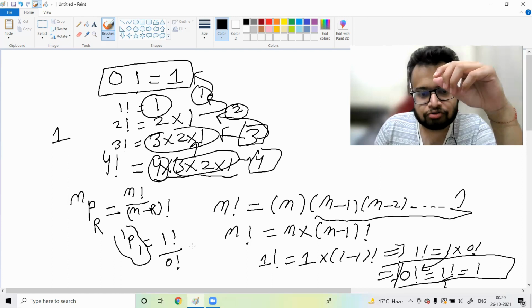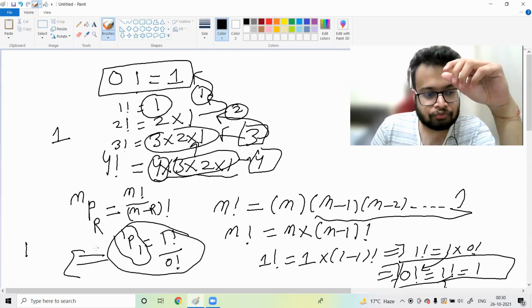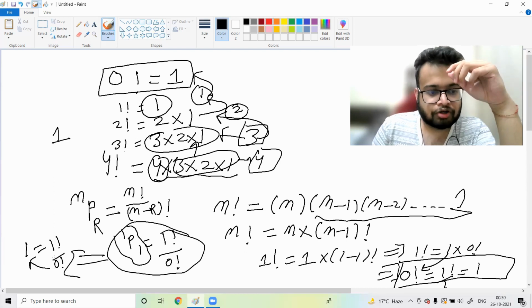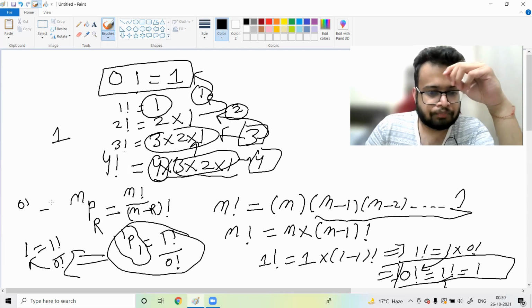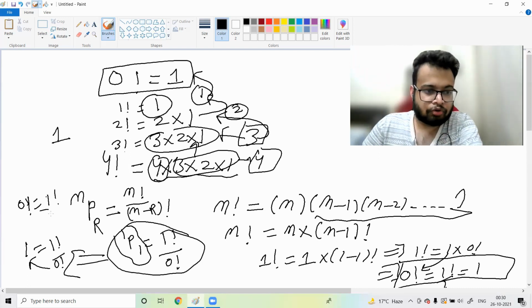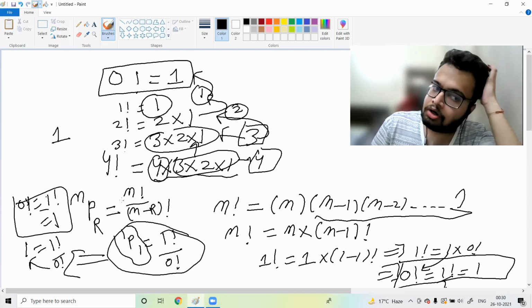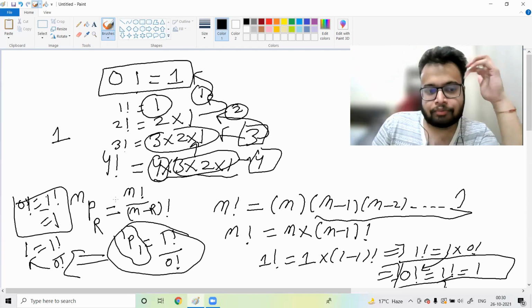So this will turn out to be 1 = 1 factorial divided by 0 factorial. So if I put it over here, it will be 0 factorial = 1 factorial, which is equal to 1. So here also we have proved that 0 factorial is equal to 1.